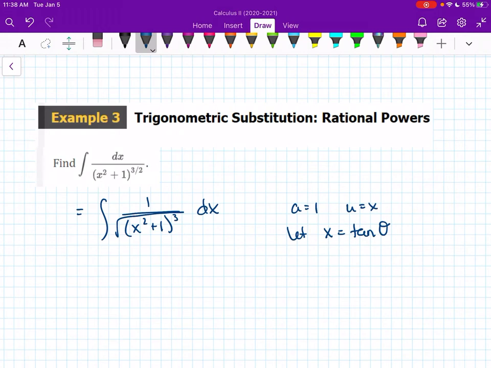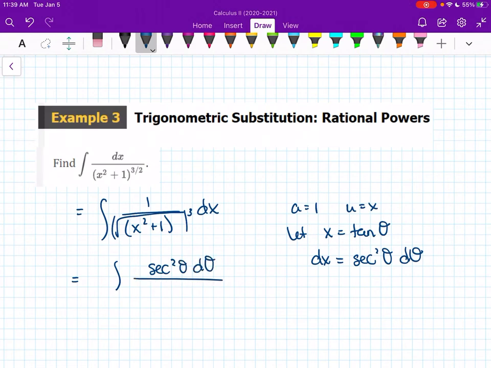Because I have, let me put the cube on the outside of the radical. So all of this gets cubed. Okay. And so then I'm going to take the derivative. So the derivative of tangent is secant squared. So now I can go ahead and do all of my lovely substitutions. So dx is going to be that secant squared d theta. And then under my radical here, I have x squared, so tangent squared, plus 1. And then all of that gets cubed.